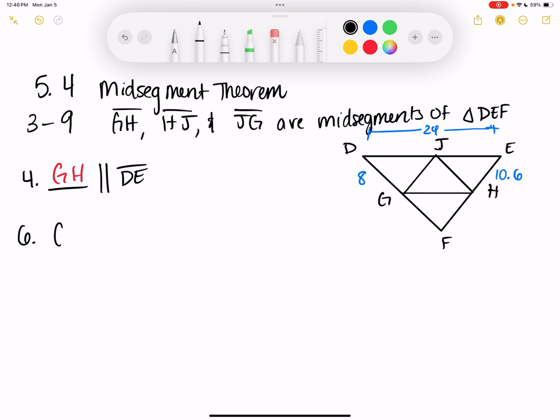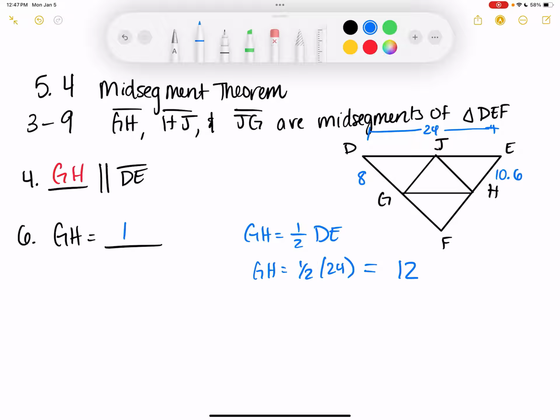6, GH is equal to blank. So we have to find this one. GH and DE are the two things that we're looking at. So based on the theorem, we would know that GH is half of DE, while DE is 24. So GH is 1/2 of 24, which is 12. So GH is equal to 12.